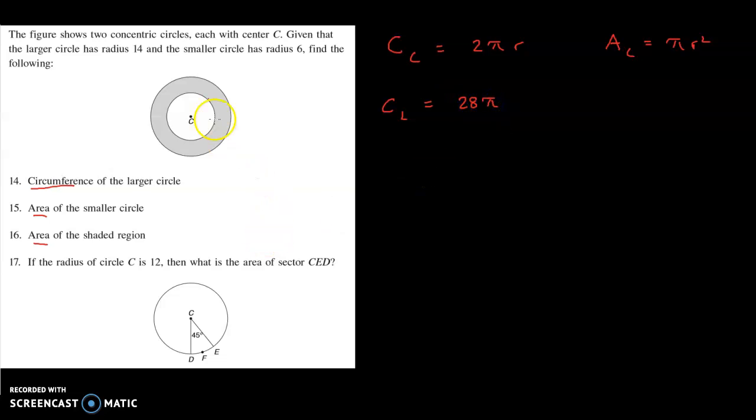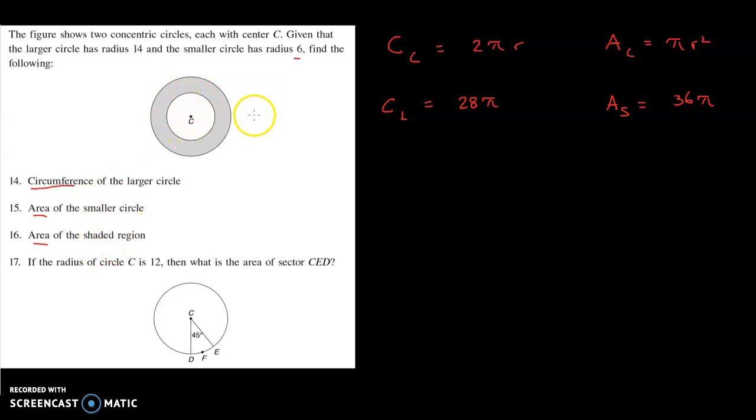That's it. What about the area of the smaller circle? Well, area of the small is pi r squared. Do we know what the radius is? Yes, we do. It says the radius is 6. So that's just going to be 36 pi. Hopefully these are rather fast. Okay, last thing. Area of the shaded region.